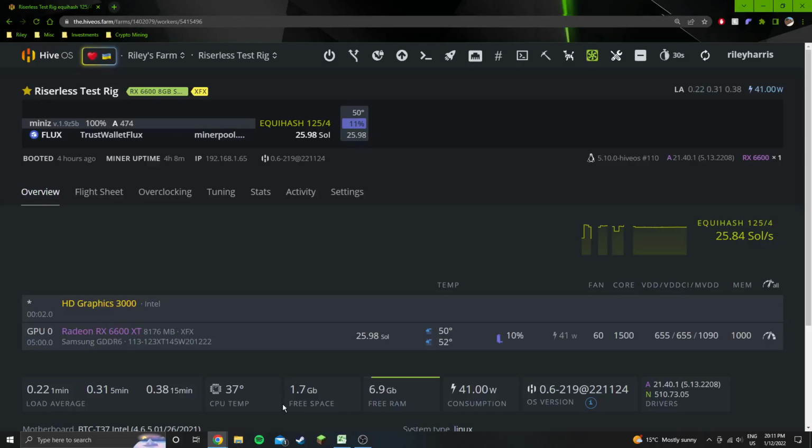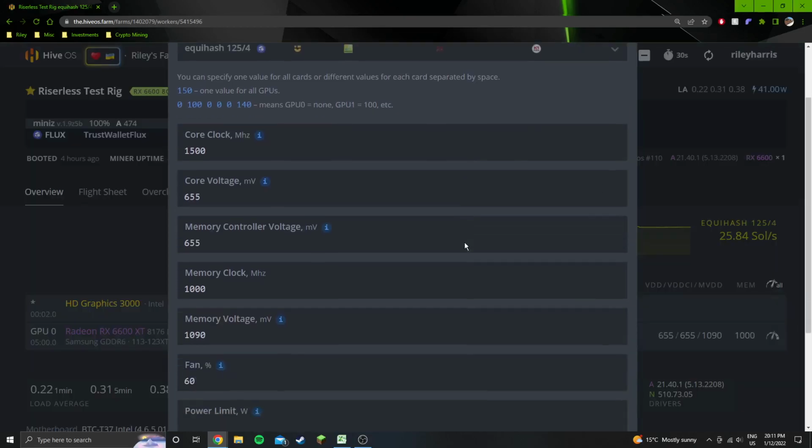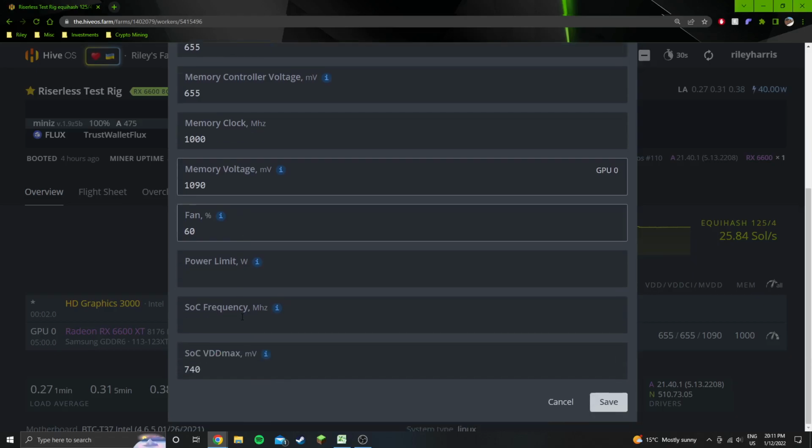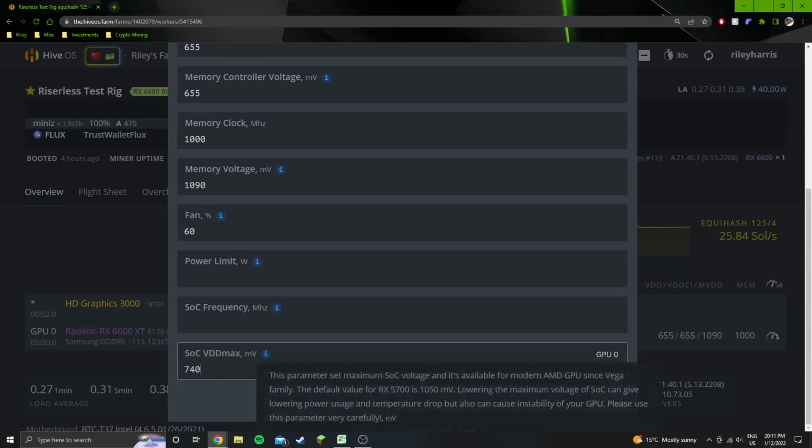We're currently testing the 6600 XT XFX card with Samsung memory, and we are testing it on Flux using Mini Z version 1.9Z5B. These are the overclock settings here: 1500 core, voltage 655, memory controller voltage 655, memory clock 1000, memory voltage 1090, and SoC VDD max 740.